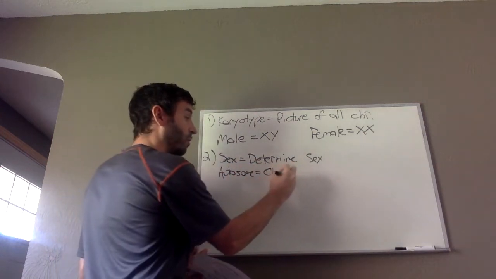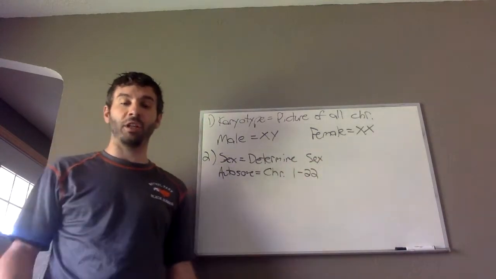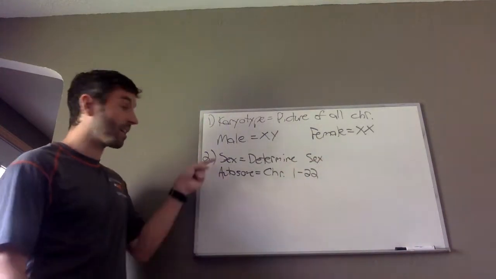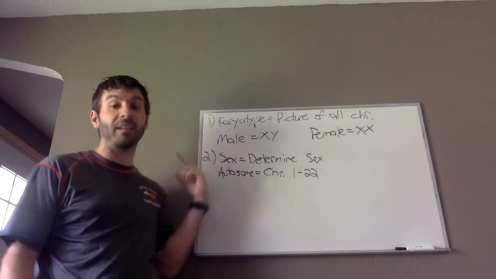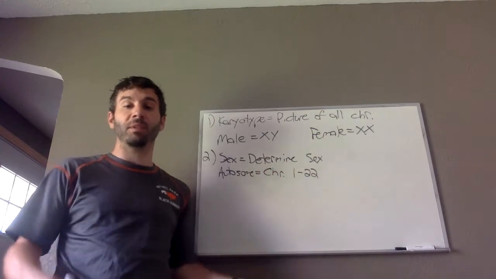Okay, autosomes, on the other hand, are the other chromosomes. So these are chromosomes 1 through 22. They have all the other genes that you need for survival. Now, the sex chromosomes also have some important genes on them besides ones that determine sex, but they're called sex chromosomes because they determine your sex.